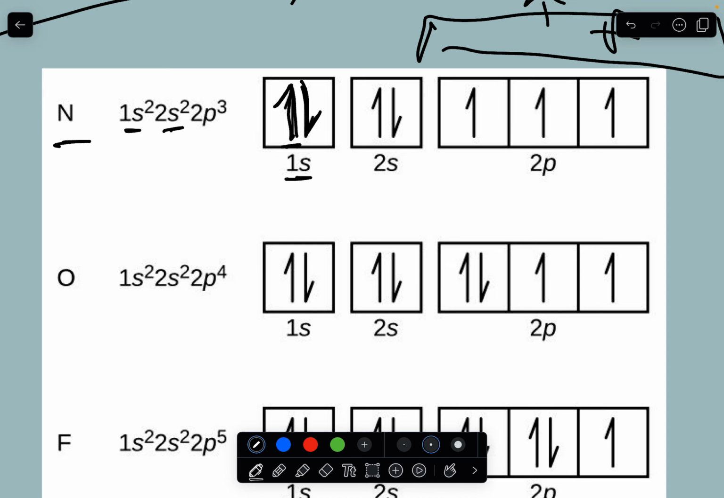Same thing with 2s2. The 2s has 2 electrons, so 1 up, 1 down. With 2p, remember p can hold 6 electrons. To hold 6 electrons, we need 3 boxes. Since we only have 3 electrons here, we're going to fill each one up first with 1 before we go back and double up. So if we have 3, each one is just going to have an individual arrow. For oxygen, we'd have a 4th arrow that goes back to the first box of the 2p as a down arrow.